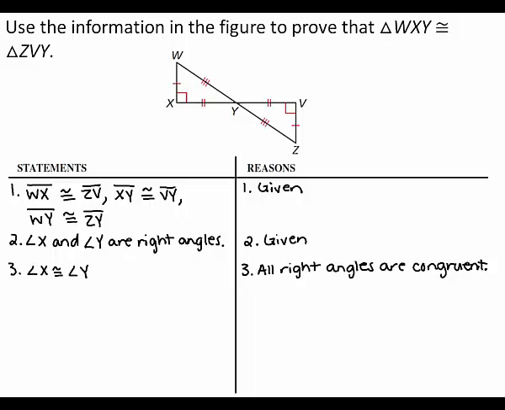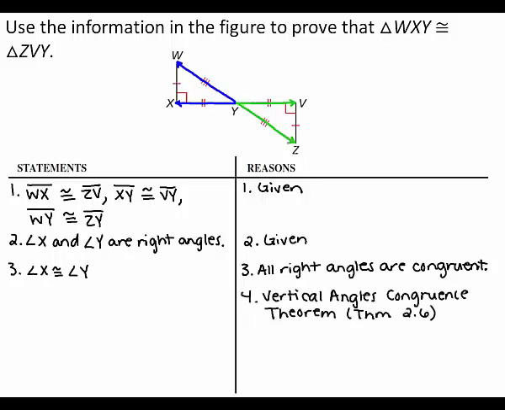Now, notice from the diagram that angle WYX and angle ZYV are vertical angles. So, by the vertical angles congruence theorem, you can state that angle WYX is congruent to angle ZYV.